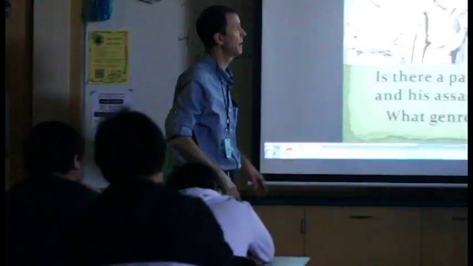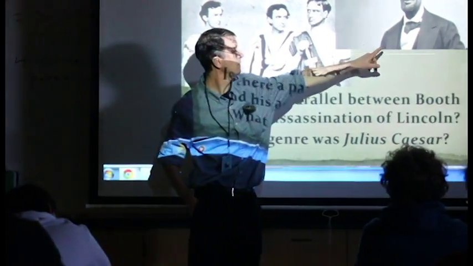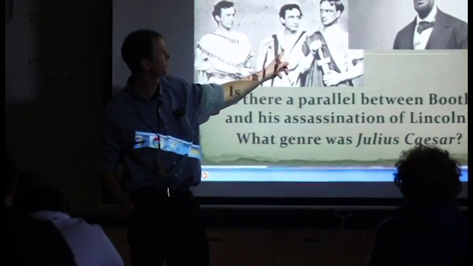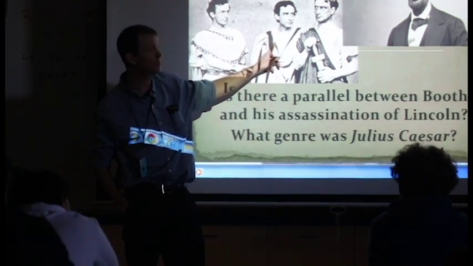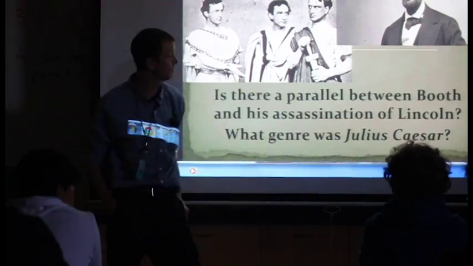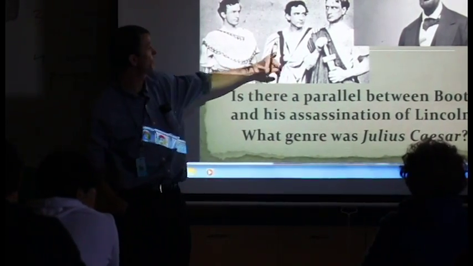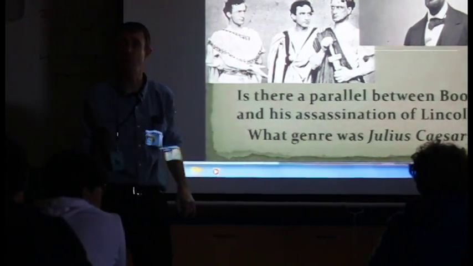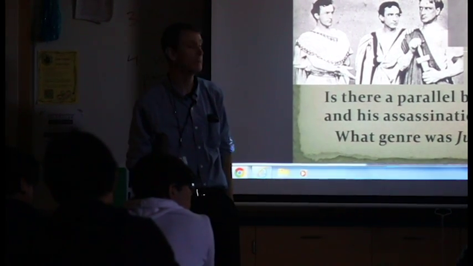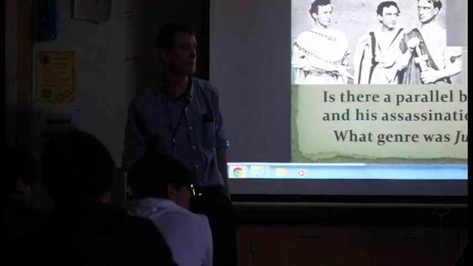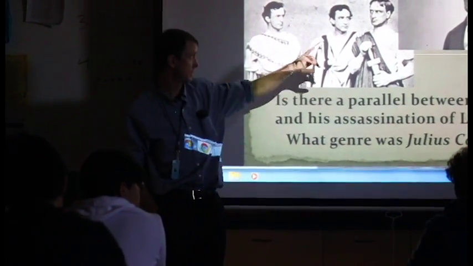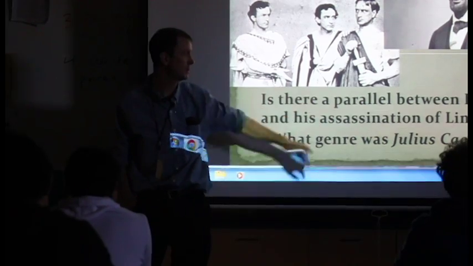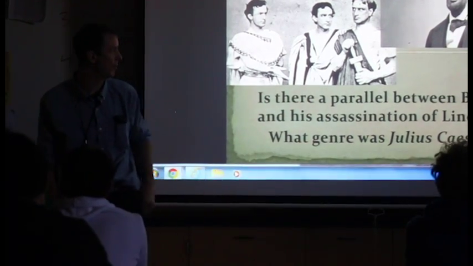Now, you know who this gentleman is without his top hat right here. And then who's this gentleman? John Wilkes Booth, who assassinated Lincoln. Now what's ironic is Booth played in Julius Caesar. He was an actor. And what else is kind of interesting is that at Ford's Theater, that was a theater, he did assassinate Lincoln. So the question is, is there a parallel here as well?